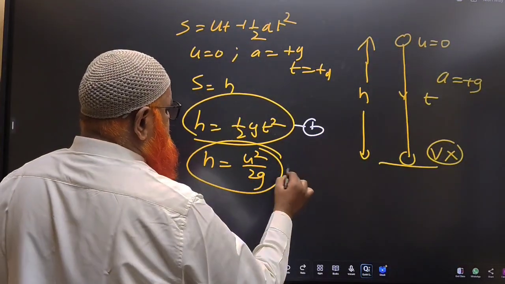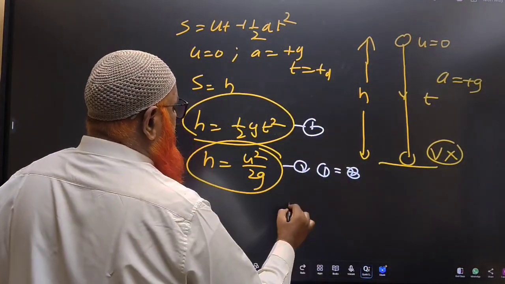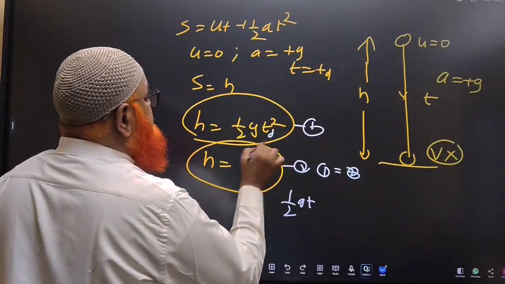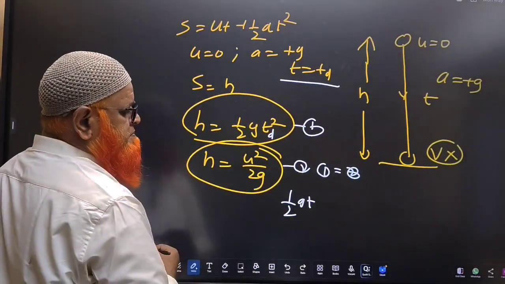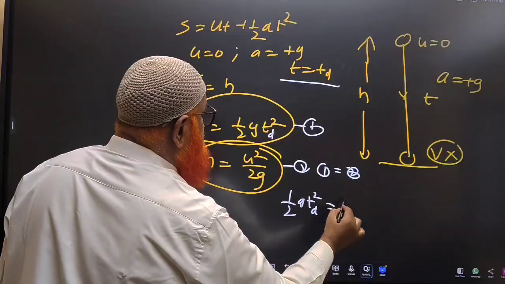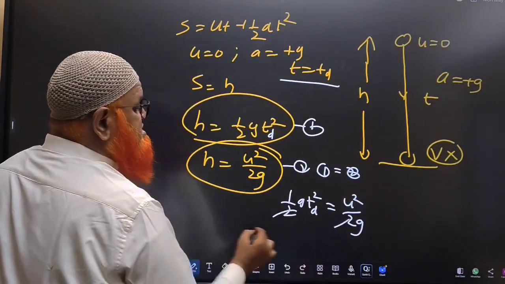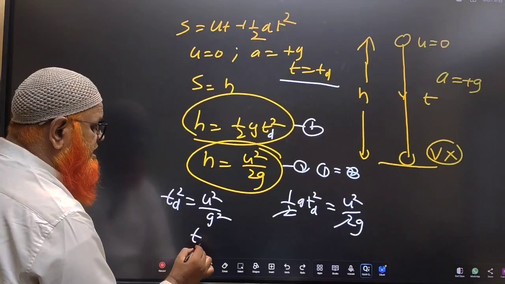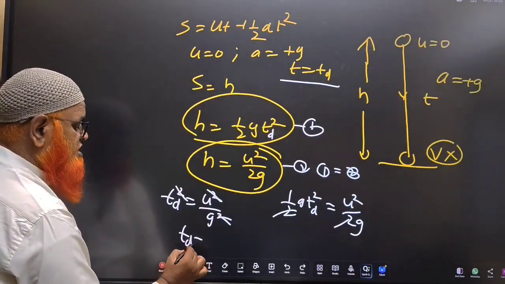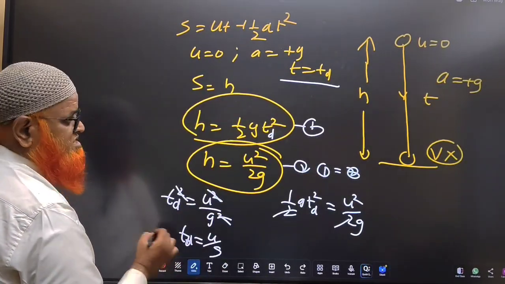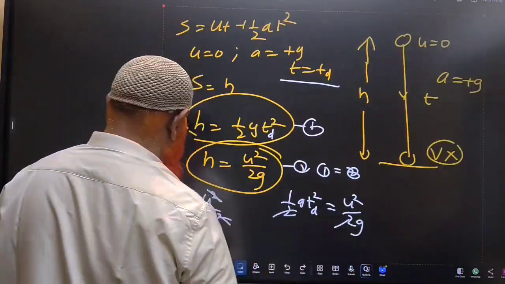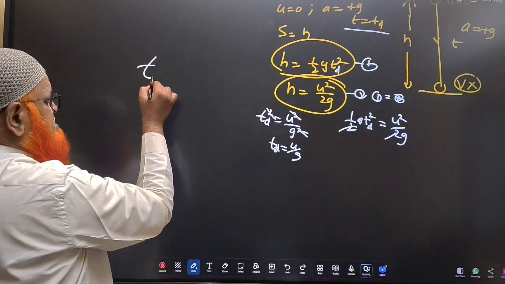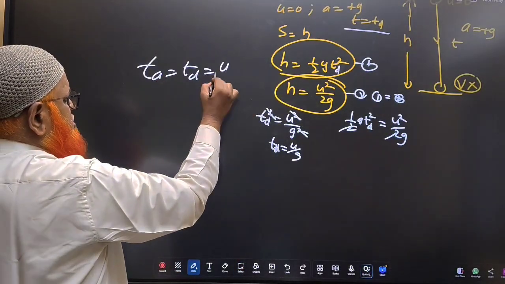So this is 1, this is 2, 1 equal to 2, half gt, and this is td square because t is equal to td. So half g td square is nothing but u square by 2g. 2 gets cancelled here. td square is equal to u square by g square. Td, okay. So td is nothing but u by g. What do you understand from this? You will understand one thing, that time of ascent and time of descent are going to be u by g.